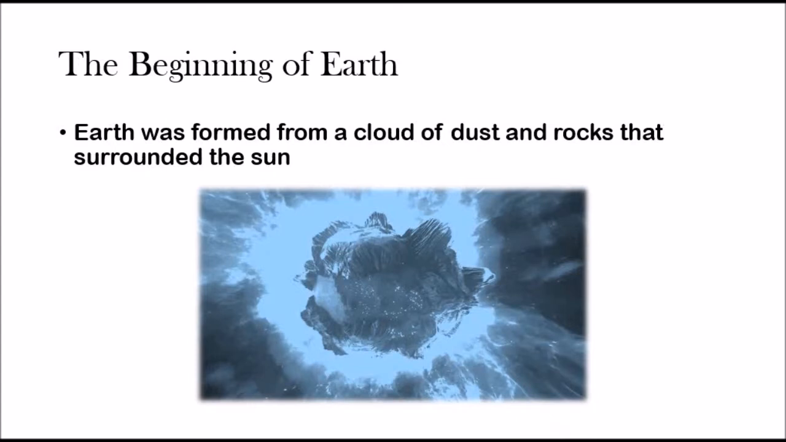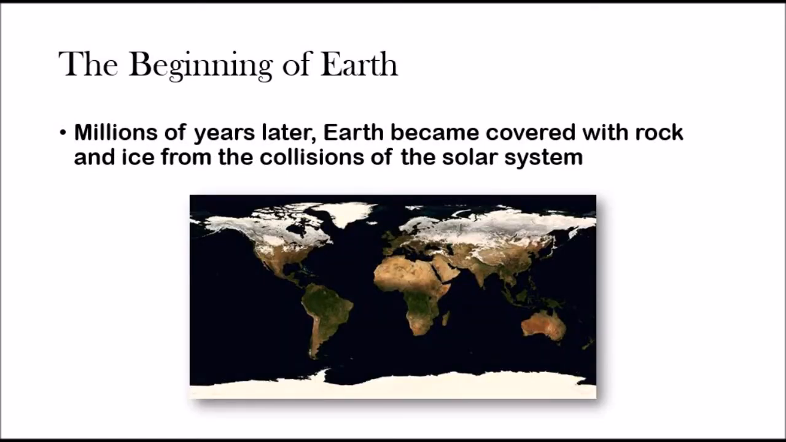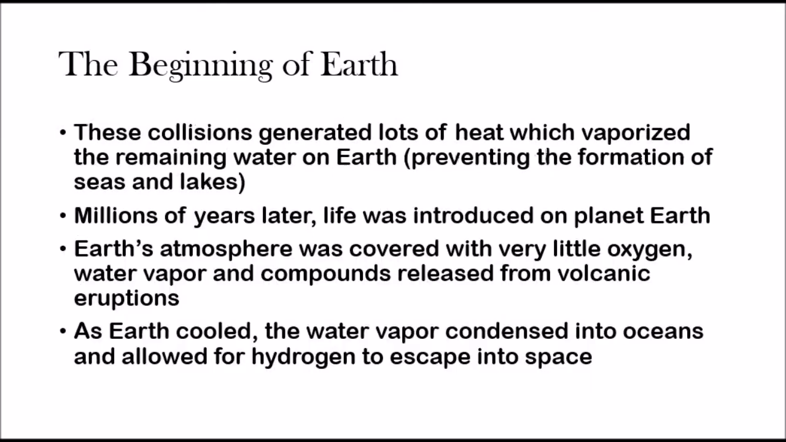Now let's talk about how it's kind of like a history lesson. Let's talk about first the beginning of the Earth all the way to the human beings and the animals we see today. The Earth was formed from a cloud of dust and rocks that surrounded the sun. Millions of years later, Earth had become covered with rock and ice from the collisions of the solar system. These collisions generated lots of heat, which vaporized the remaining water on Earth, preventing the formation of seas and lakes, so there was no life because of that.